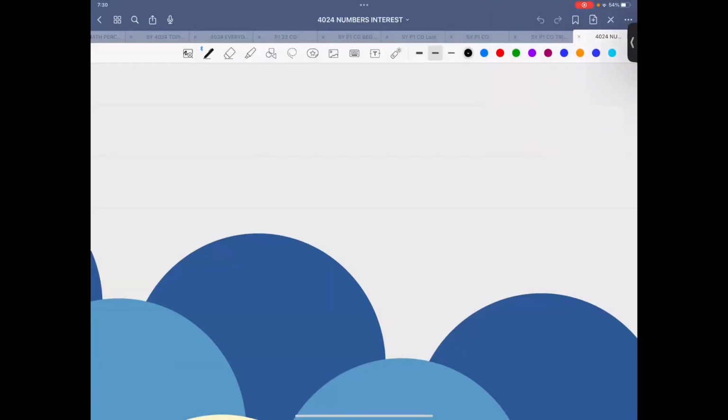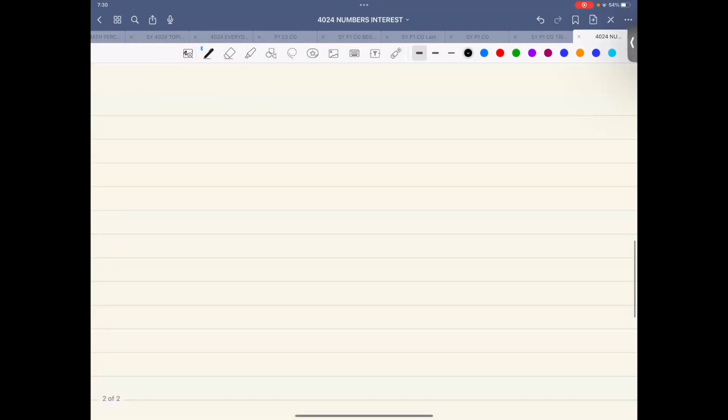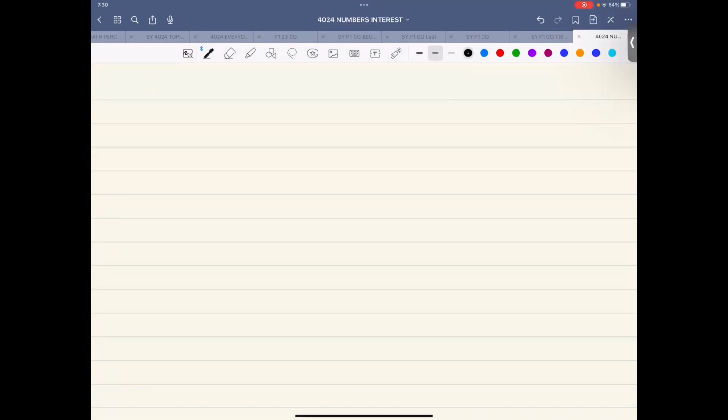We are starting with the concept of interest. There is simple interest, and then there is compound interest. Now, first of all, what is the concept of interest? The concept is that if we are talking about a bank, and a bank keeps money, it gives you a profit, which is called interest.